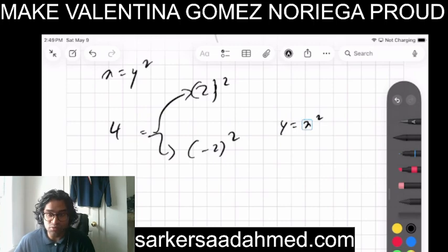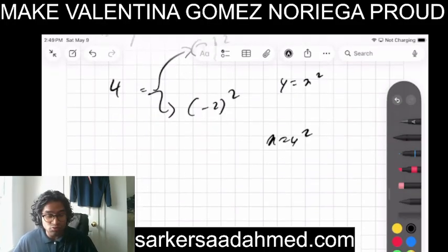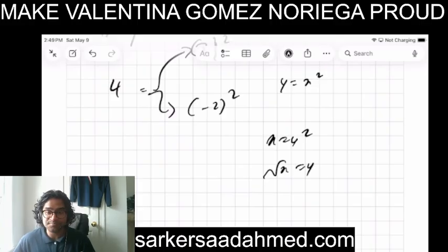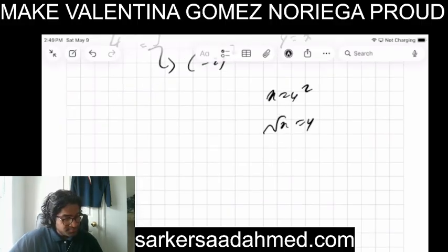Now, if I have x is equal to y square, and x is 4, then I have to do what? Root x is equal to y. But root x will be satisfied when y is equal to 2 and when y is equal to -2. Right? Cool.